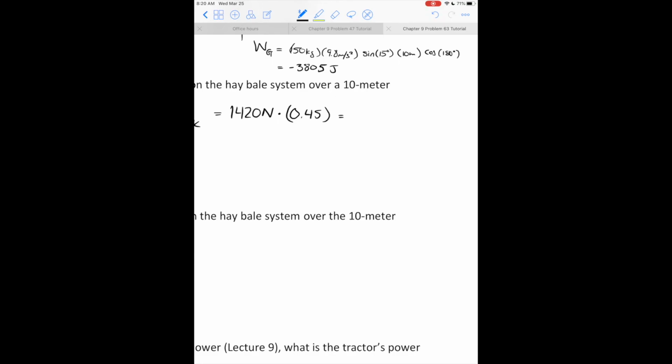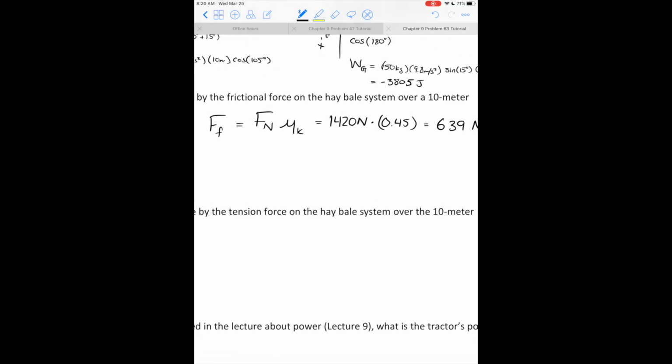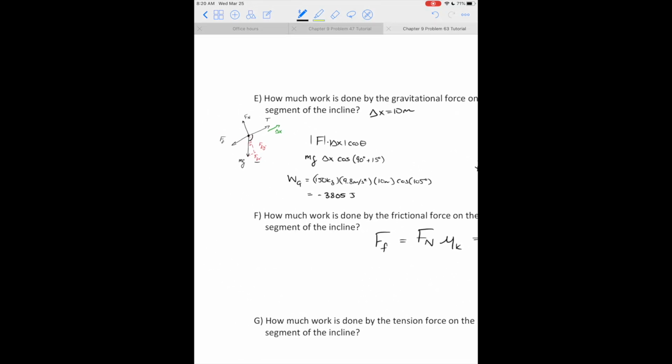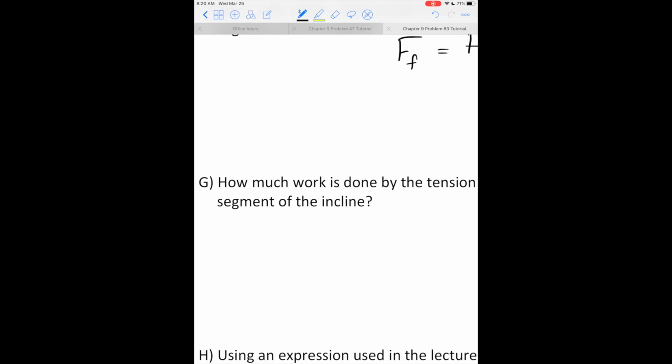1420, 0.45. I get 639 newtons. Now this, if we go back over to our free body diagram, this is 180 degrees opposed to delta x, so it's just pointing in the opposite direction. I can say the work done by friction is going to be the frictional force times my delta x, which we know is 10 meters times cosine of 180 degrees.